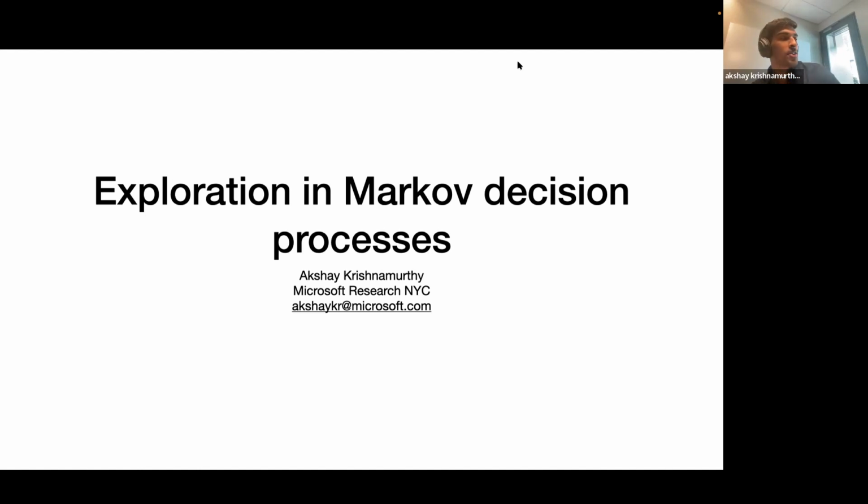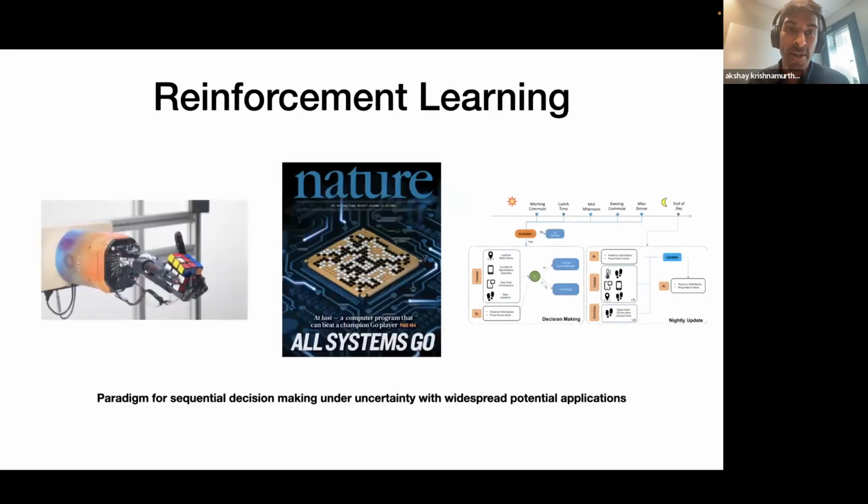So yeah, I'm going to tell you about, I think, one of my favorite seminal results in the theory of reinforcement learning. And this is about how to do exploration in Markov decision processes. So maybe let's start out just by talking about what reinforcement learning is.